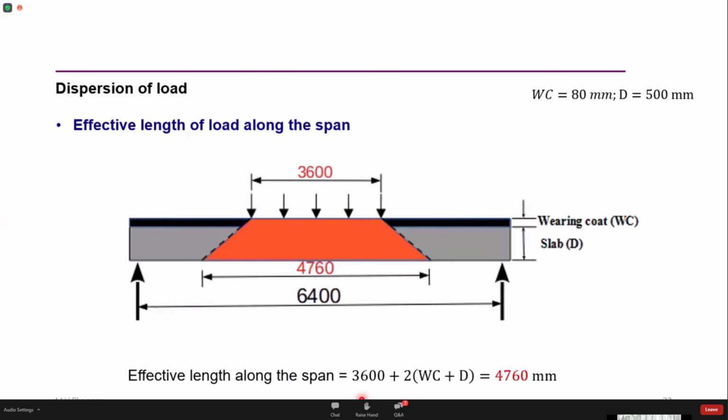For calculation, I've considered these values for the varying chord and the slab. So this length of dispersion can be calculated by adding these up: it is the width of the track plus 2 times the thickness of the varying chord plus the thickness of the slab. This works out to 4.760 meters. What it means is that a load of 3.6 meters placed on top of the deck slab is going to disperse through a length of 4.76 meters along the length of the slab. I'll keep this value and use it at a later stage. This is the dispersion of the load along the length of the slab.